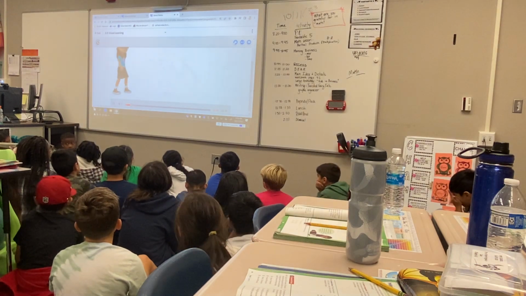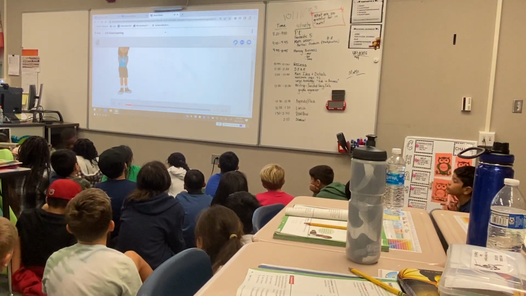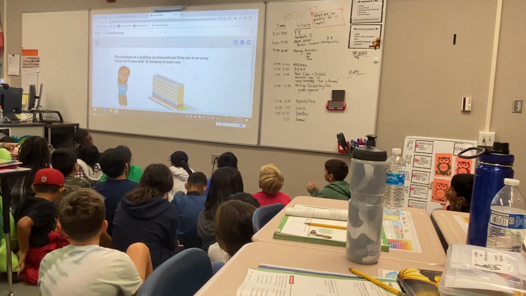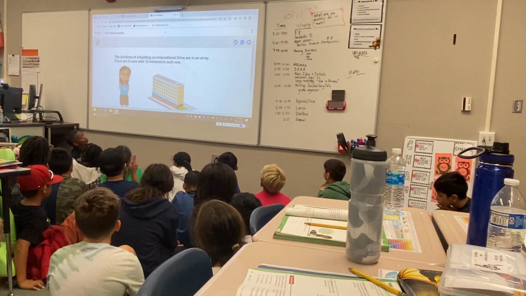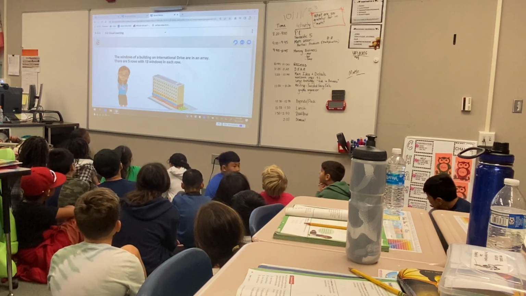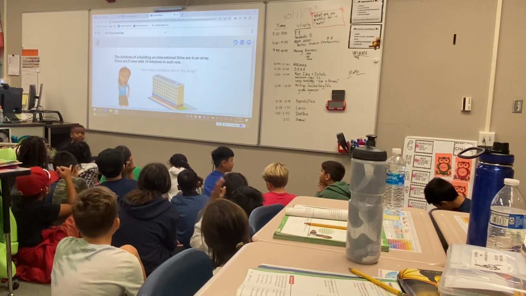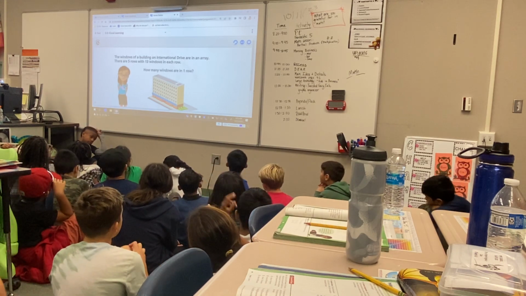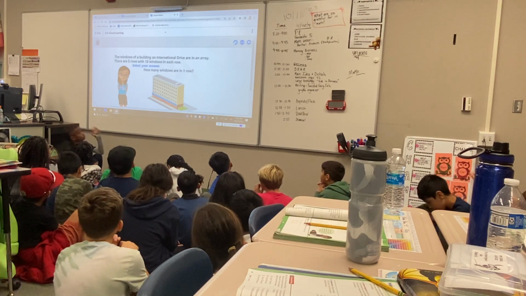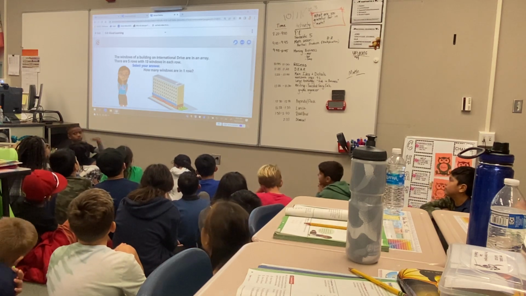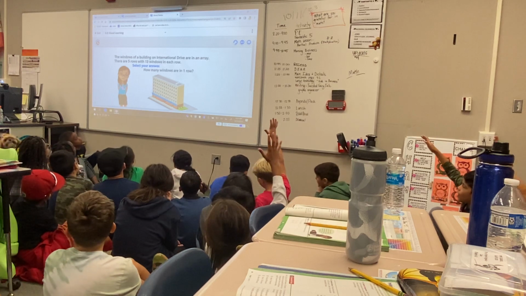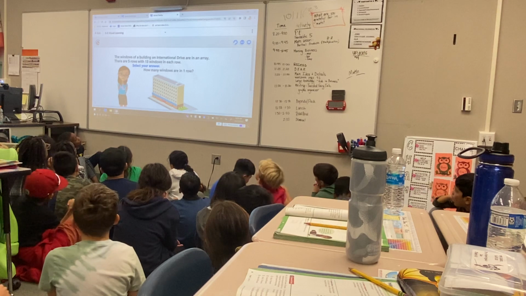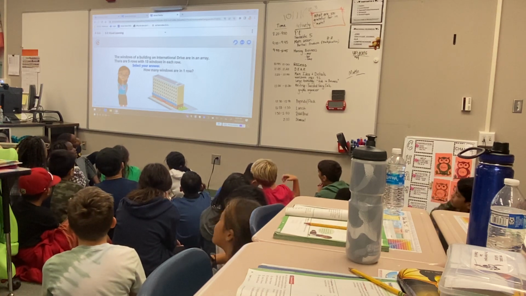How can you use an array and partial products to multiply? The windows of a building on International Drive are in an array. There are 5 rows with 13 windows in each row. How many windows are in this array? How many windows are in one row? Select your answer. So how many windows are there in that first row? 13. Does a row go left to right or up and down? Up and down.